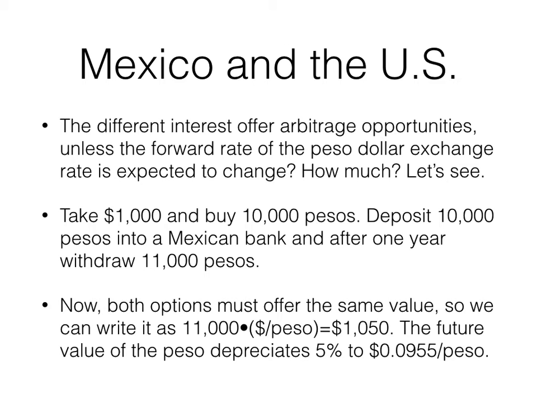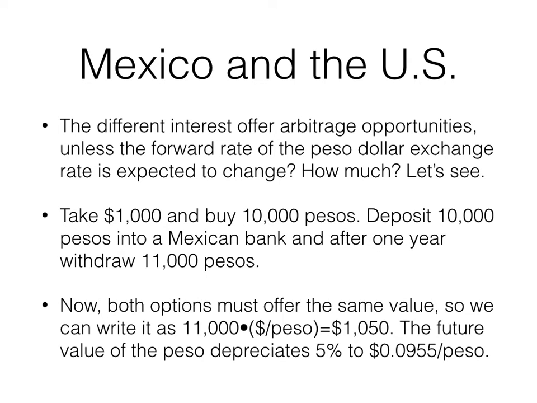So let's take this, and we'll take a look at an example of this. We take $1,000, we buy 10,000 pesos, we deposit those 10,000 pesos into a Mexican bank, and after 1 year we withdraw 11,000 pesos. Now, again, in order for these to equilibrate and there not be arbitrage opportunities, after 1 year, my 11,000 pesos has to convert back to dollars in the same amount that it would have happened had I deposited that $1,000 in the U.S. bank, or in this case, $1,050.